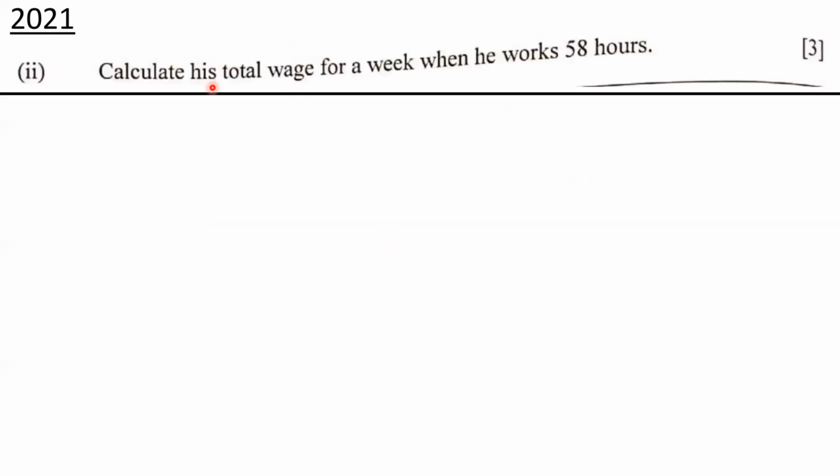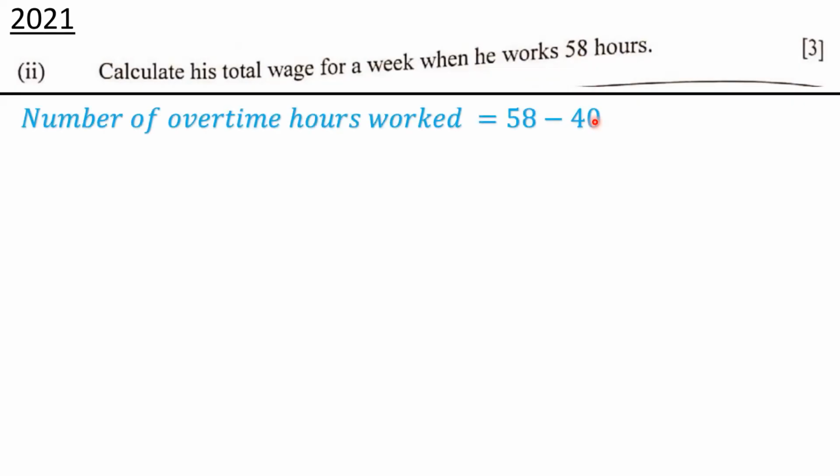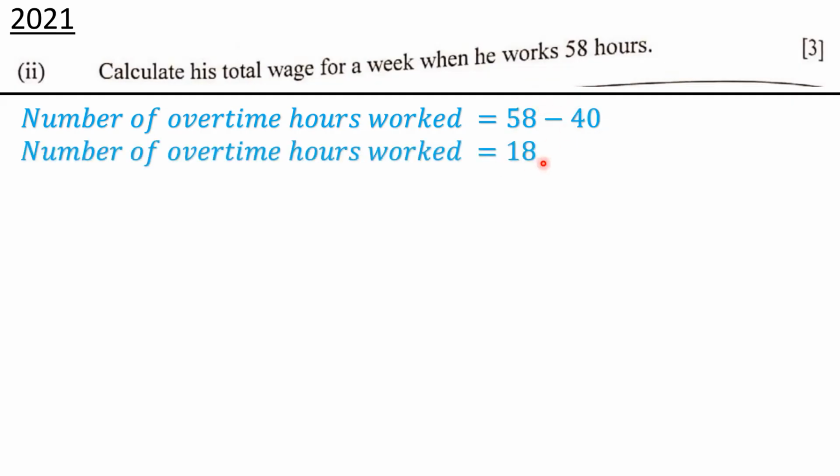Okay, let's move on. Calculate his total wage for a week when he works 58 hours. In order to do that, what we need to do is first figure out the number of overtime hours that he worked. And we're going to do that by subtracting 40 from 58, because his regular work week requires him to work 40 hours. And so we subtract 58 and 40, which is going to give us 18 hours, which means that he worked 18 hours overtime.